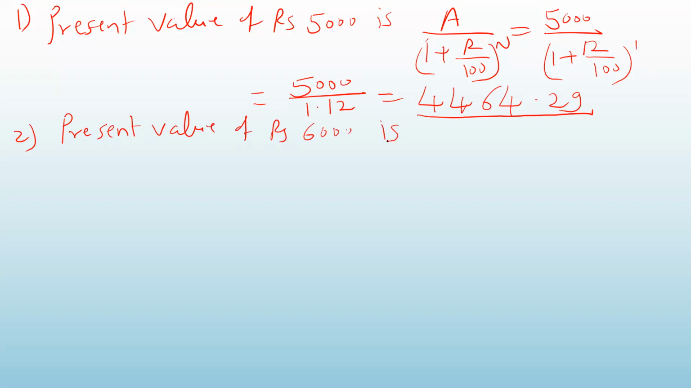It is A upon (1 plus R upon 100) raised to power n. So A is 6000 divided by 1 plus R is 12, 12 upon 100 raised to power n, here n is 2. So it is 6000 divided by 1.12 square. See, for 6000 rupees, which he was supposed to pay at the end of 2 years, and he is paying now. So n is 2.